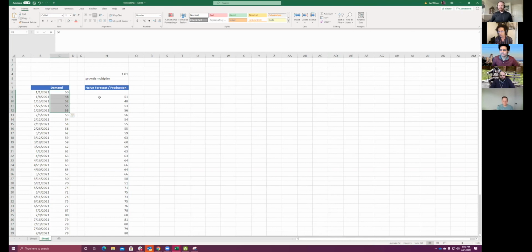Do the naive forecast. What's the naive forecast? The naive forecast says, if I'm trying to predict the amount tomorrow, it's going to be the same as today. So today it's 52. I'm going to predict that tomorrow it's going to be 52. Oh, I have a multiplier on it. It's going to be the same value as it was yesterday.